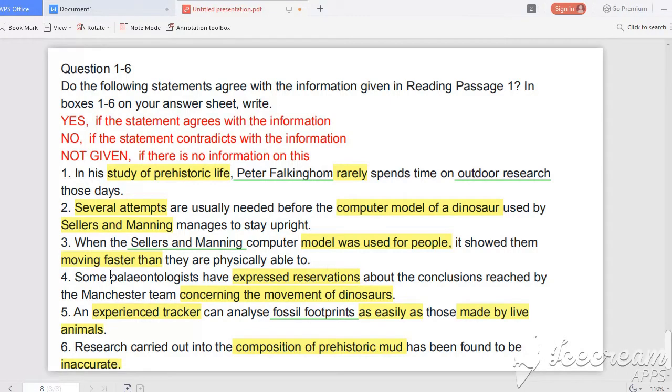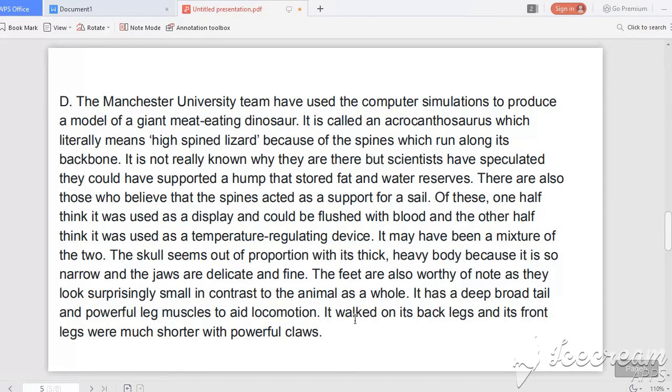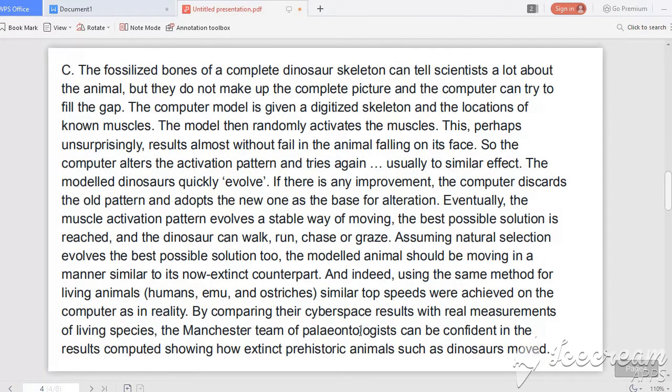Okay, so now let's move to the fourth question. Some paleontologists have expressed reservations concerning the movement of dinosaurs conclusion reached by the Manchester team. So we need to look for the Manchester team's conclusion and the views of other scientists. Okay, so now let's read this passage's last line.